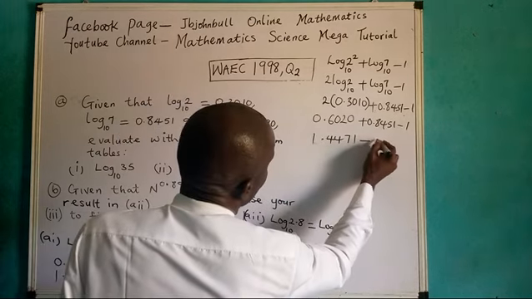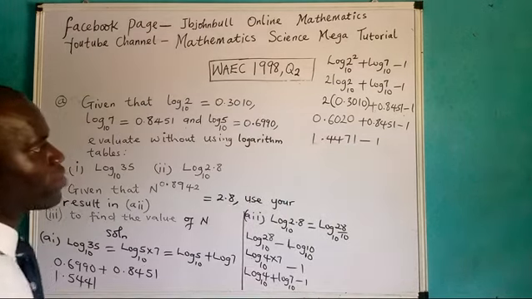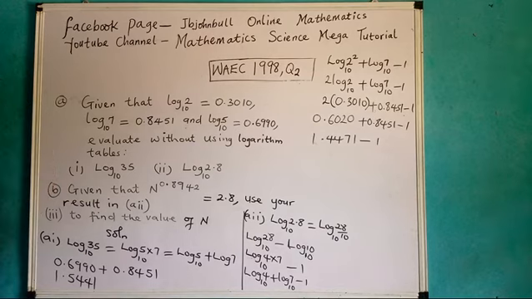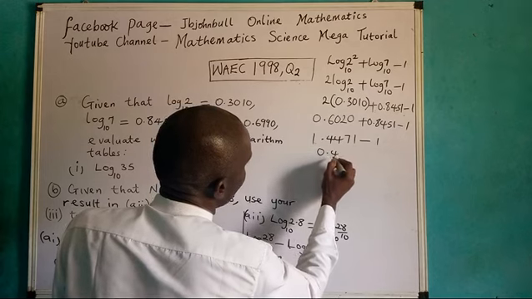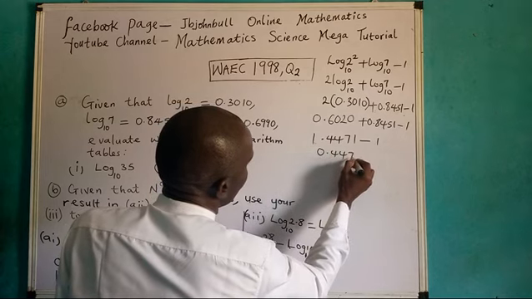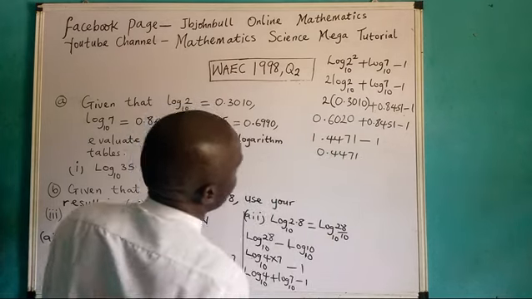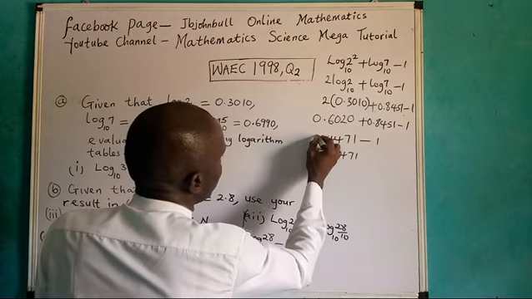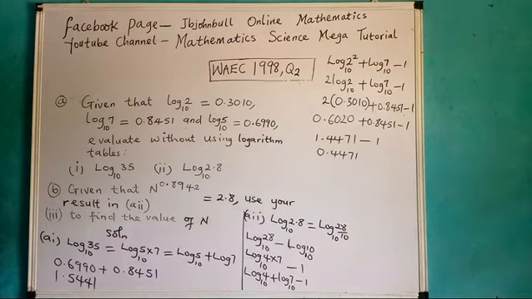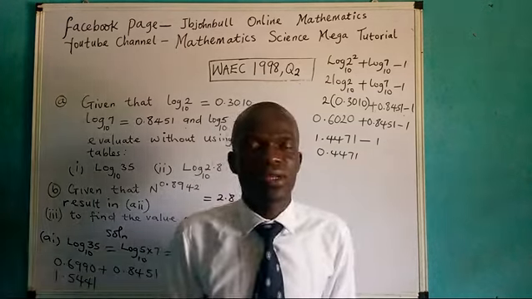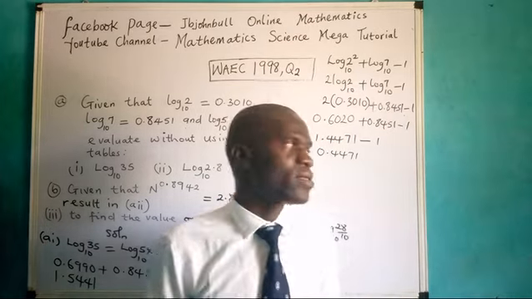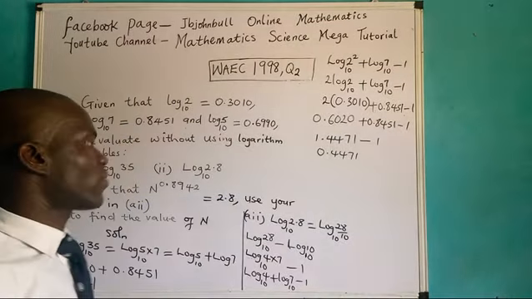Okay, minus 1. I will have to now subtract. Okay, if I subtract, I will have 0.4471. This will be the answer to this very one, log 2.8 base 10. Okay, you can still use your calculator to check it. Press the log of 2.8. You have this, you are going to have this.